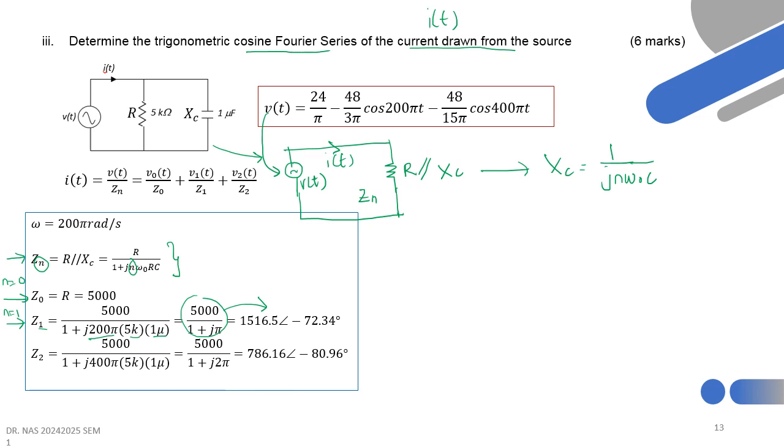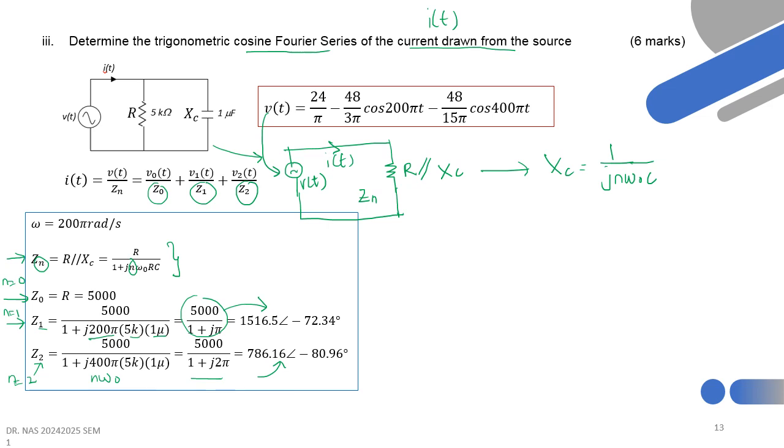So same goes to when n equal to 2. So Z2, replace all n with 2. So this is n multiplied with omega naught. So n equal to 2, omega naught is 200 pi. Okay, and then convert this into polar form. So you already have all the impedance values. So you already have Z0, Z1 and Z2.